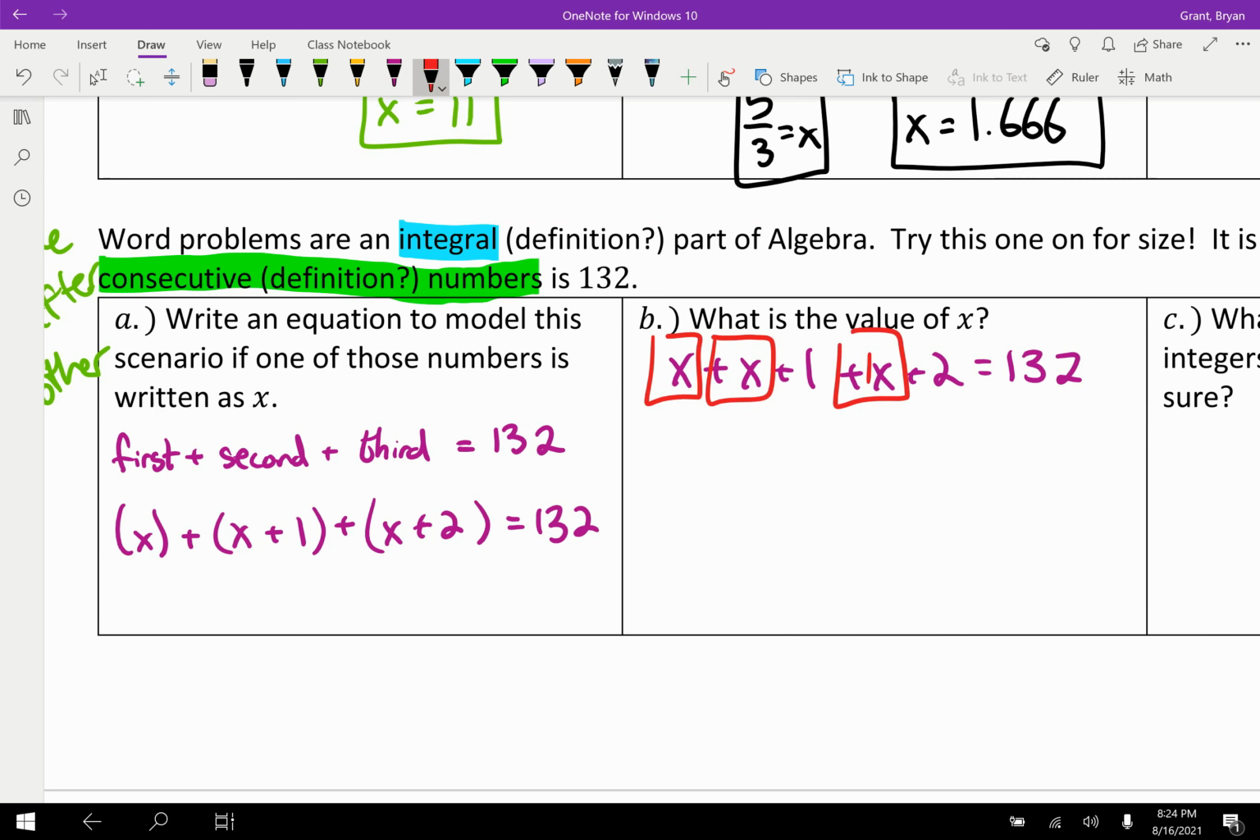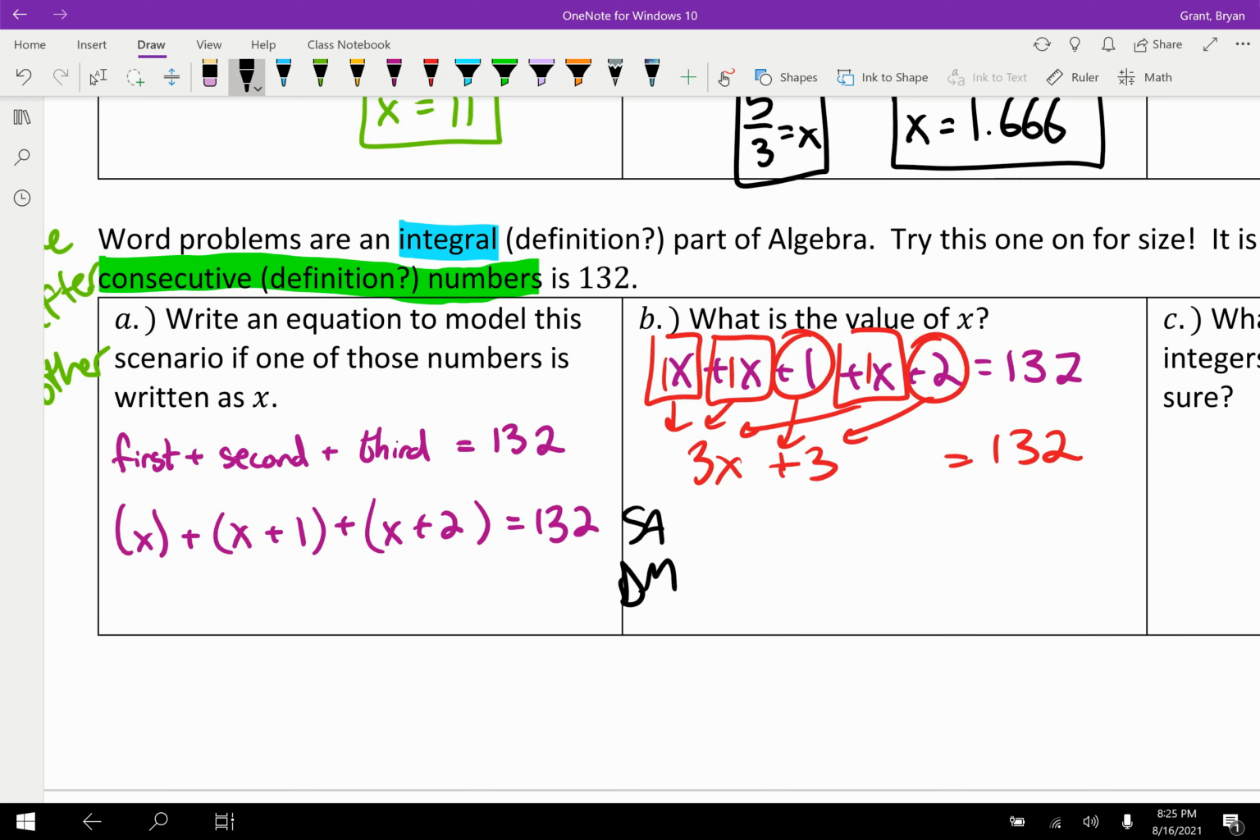x plus x plus x, these all have 1s. 1x plus another 1x gives us 3x's. Then 1 plus 2 gives us 3, and that's equal to 132. All right, we've done distributive property and combining like terms. I think it's SADMAP time. Undo addition or subtraction first. Leaves us with 3x equals 132 minus 3.